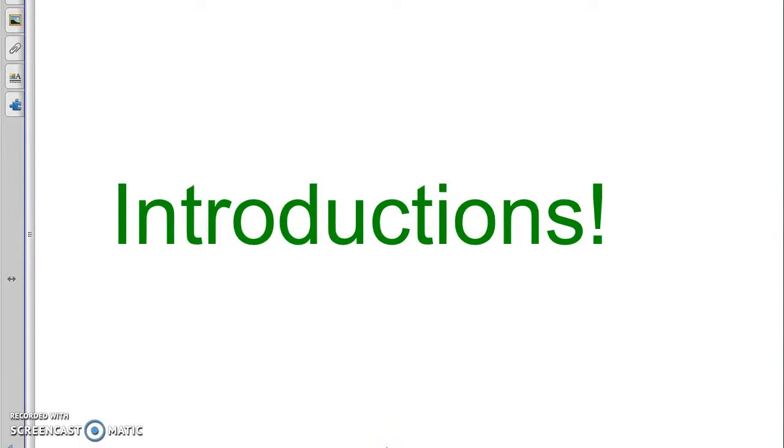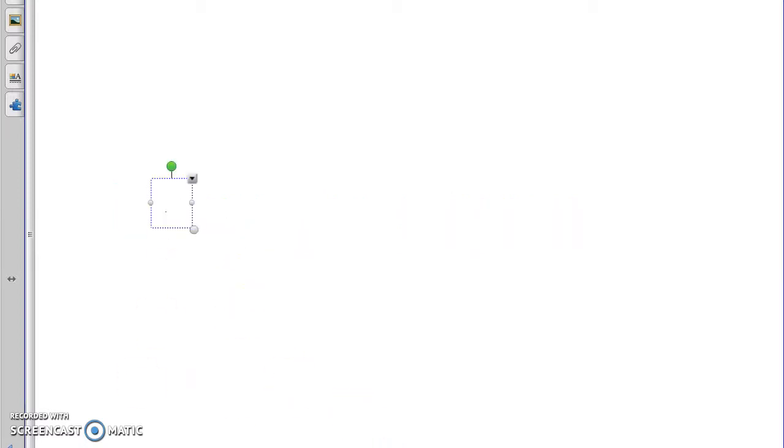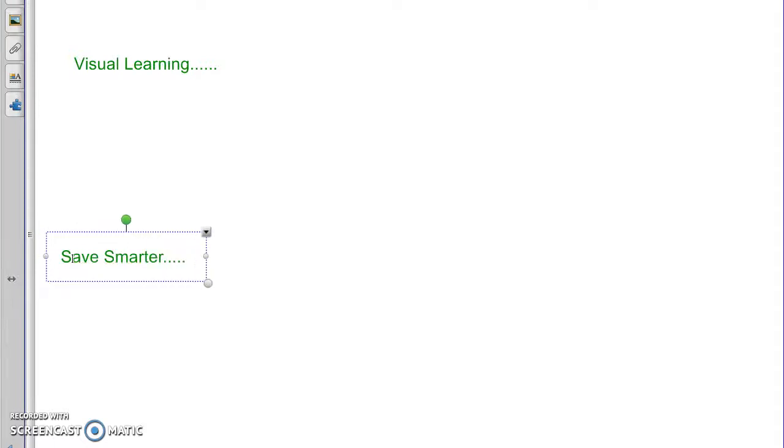We are going to be talking about introductions in your nonfiction writing, okay? And we're going to do that by looking at 2 nonfiction articles. This first one is going to be called Visual Learning. And what I want us to do is think about how the author is introducing each topic. The second one is called Save Smarter. So those are the 2 articles that we're going to be looking at today.